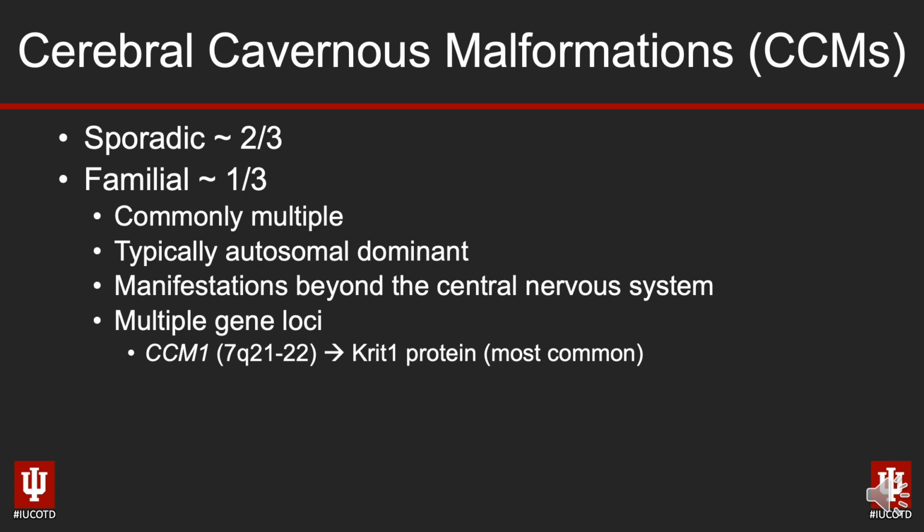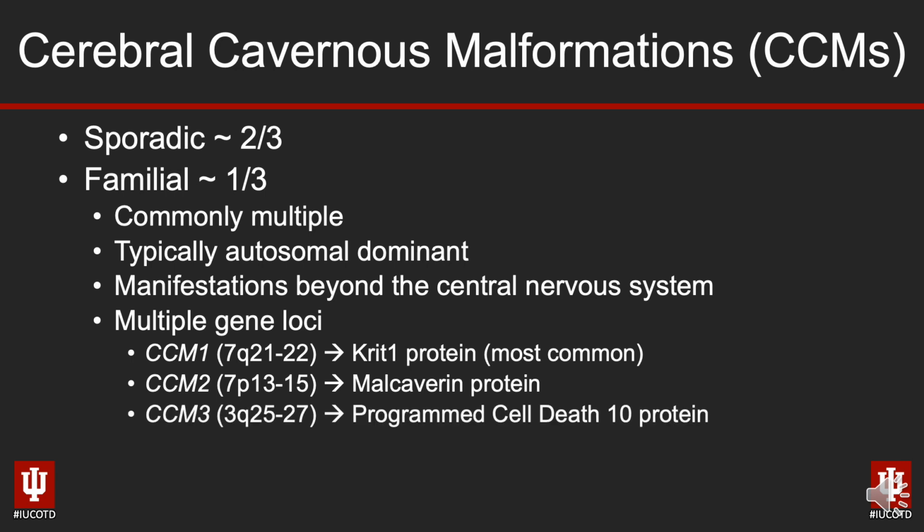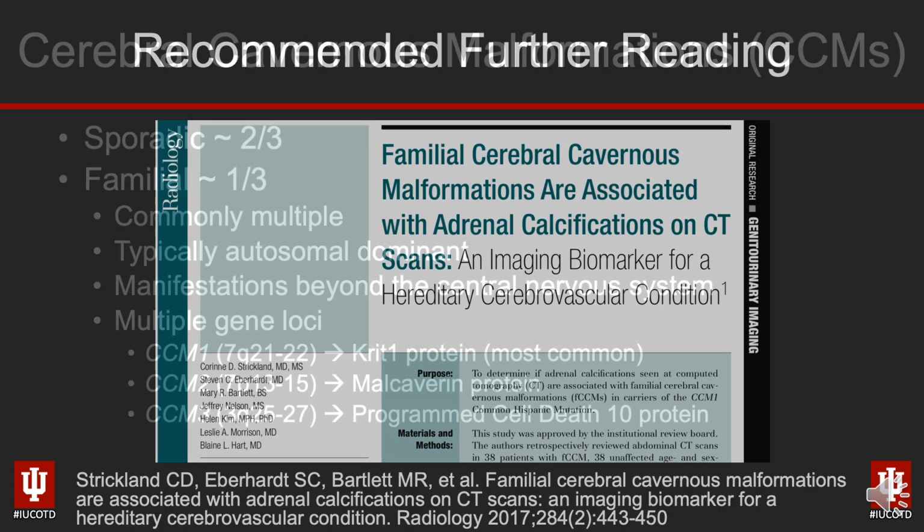There are multiple gene loci that are linked. The big three are the CCM1 gene, which codes for the KRIT1 protein. That's the most common. Followed by CCM2, which codes for the malcavernin protein, and CCM3, which codes for the programmed cell death 10 protein. So those are the big three as far as the familial or inherited variety of this.